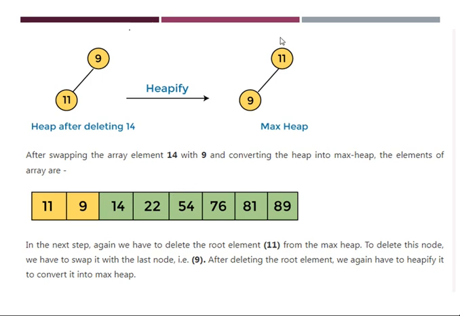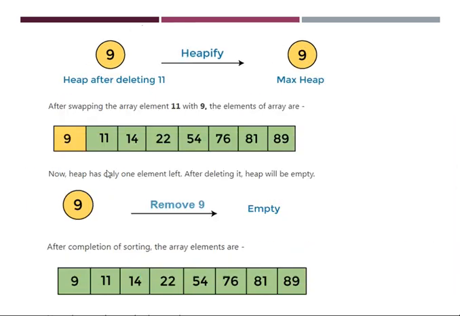Now here again we need to remove the root element, and it will be replaced by the last node. So we are finally left with one node, and finally that node will also be removed. So now this heap will lastly be empty, and these are the sorted elements that we are getting after complete removal of each and every node from the heap. And here is the heap sort algorithm. I hope you have followed this.